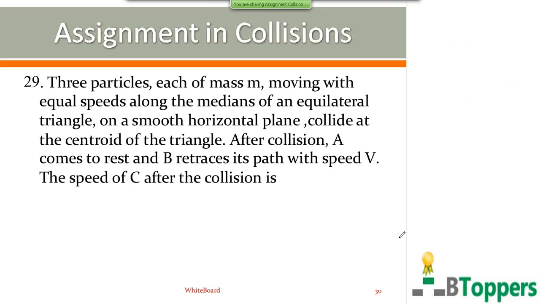See question number 29. Three particles each of mass m moving with equal speeds along the medians of an equilateral triangle on a smooth horizontal plane collide at the centroid of the triangle. After collision, A comes to rest and B retraces its path with speed v. The speed of C after the collision is.